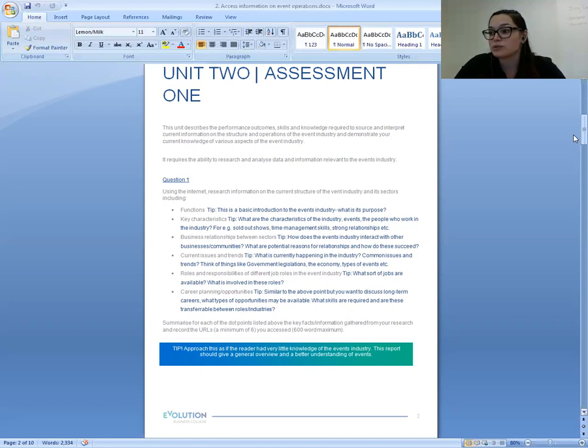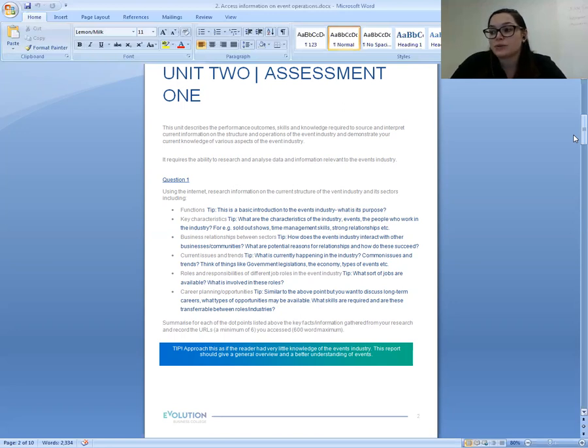So I've given you some examples in the unit breakdown as well. You can also look at things like the key characteristics of the people who work in the industry. So an event manager, what would the requirements, I guess, be to be an events manager? What kind of skills should you have, like time management skills or being able to build strong relationships? So you really want to just look at key characteristics of a few things of the events industry.